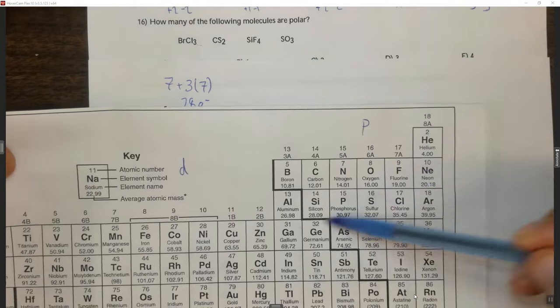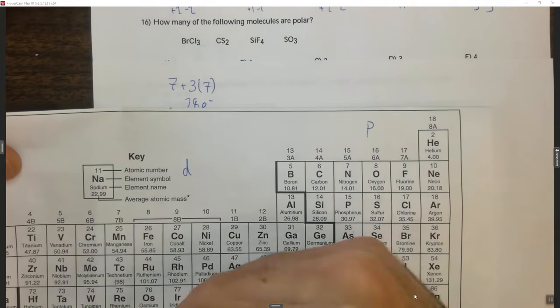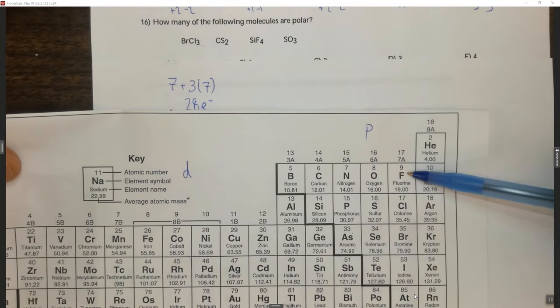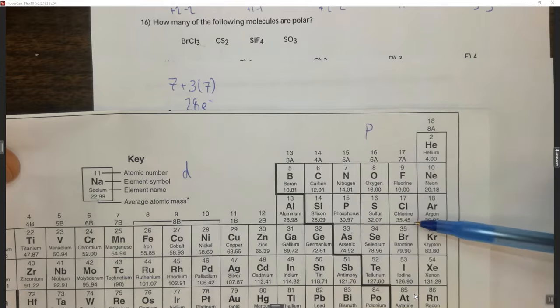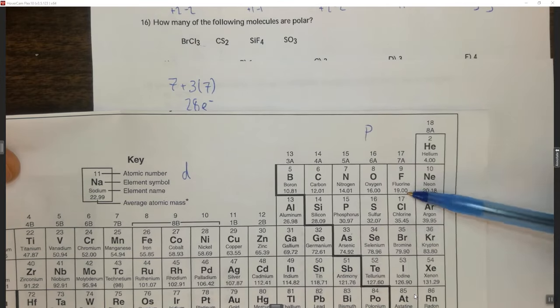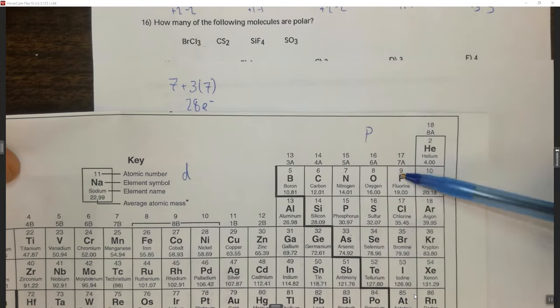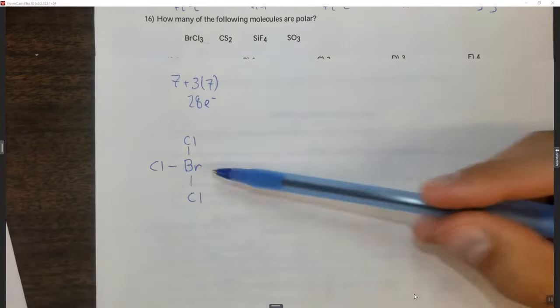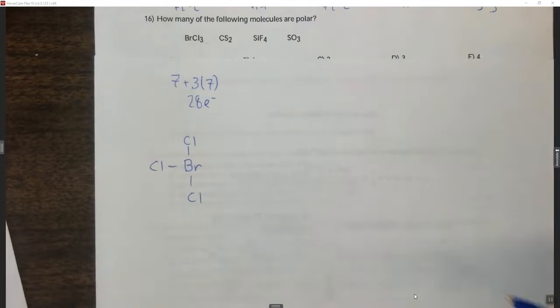We put the least electronegative atom in the middle. Remember, fluorine is the most electronegative, and as we go up towards fluorine, atoms become more and more electronegative. Chlorine is closer to fluorine, so it's more electronegative, and bromine is further from fluorine, so it's less electronegative. So we put the least electronegative atom, bromine, in the middle. That's step 2.